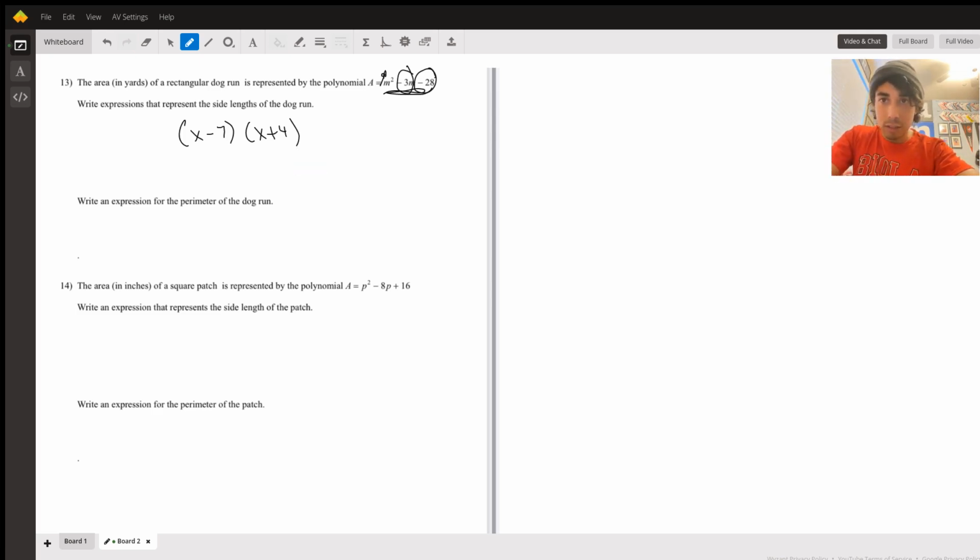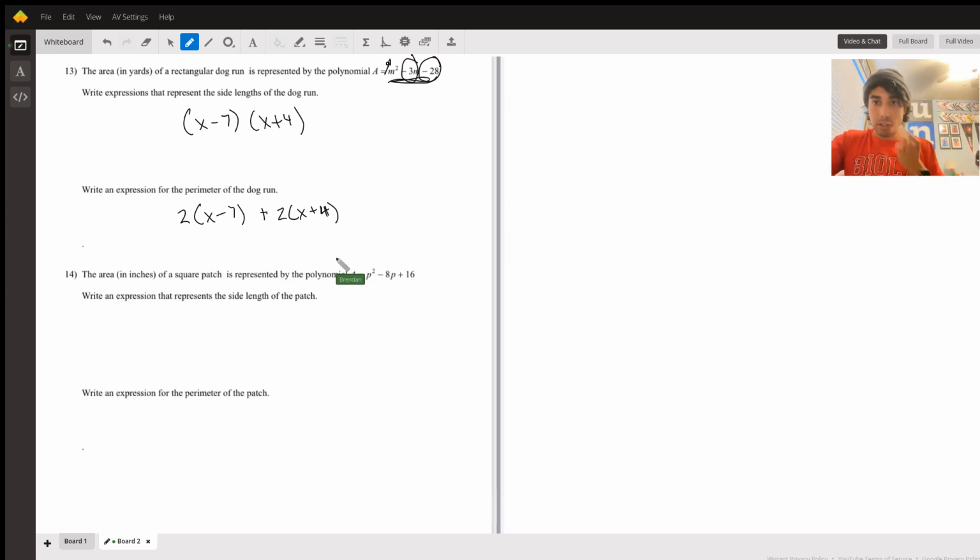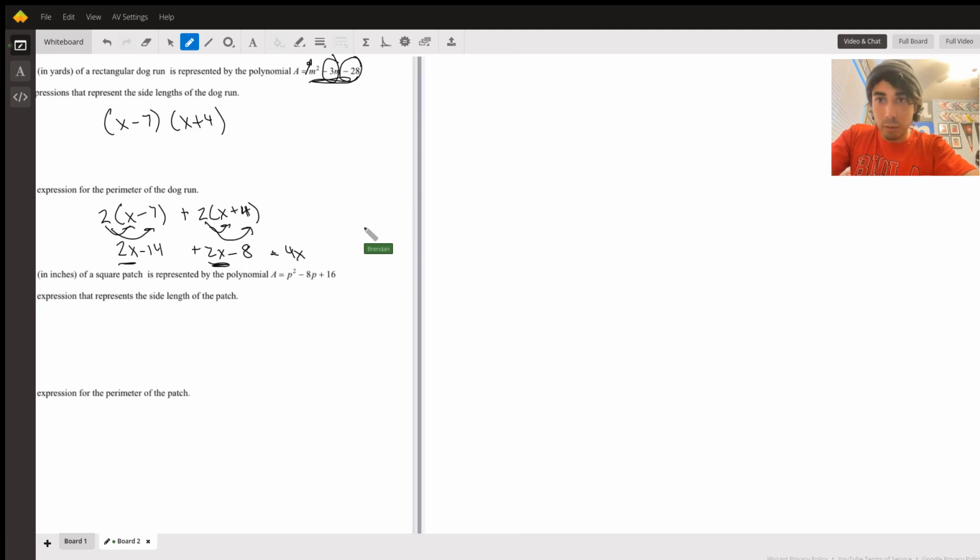In the second one, you're going to multiply them each by 2 and add them together. x minus 7 times 2, x plus 4 times 2. All right, and then distribute the 2. It'll be 2x minus 14. And then distribute the 2 over here. 2x plus 8. And then combine our like terms. 2x and 2x makes 4x. Negative 14 and positive 8 makes negative 6. And that is your answer for perimeter.